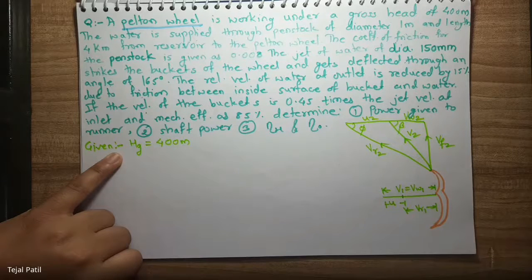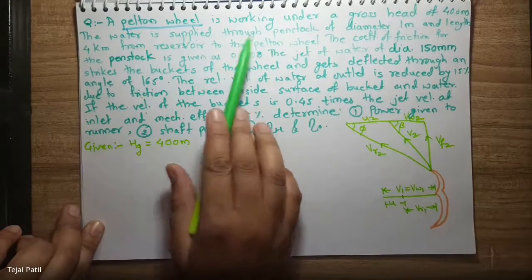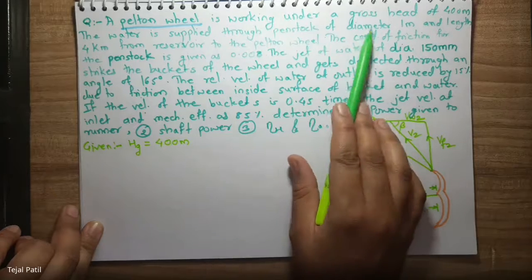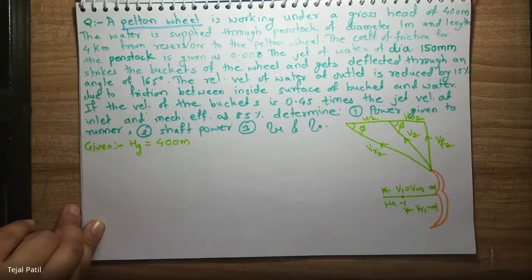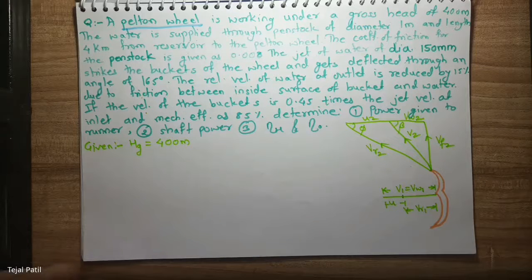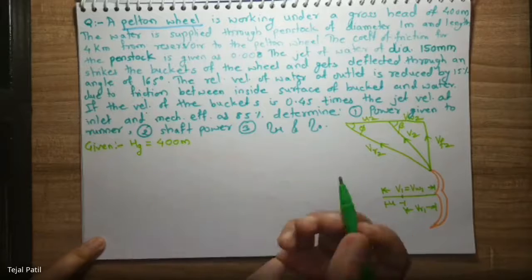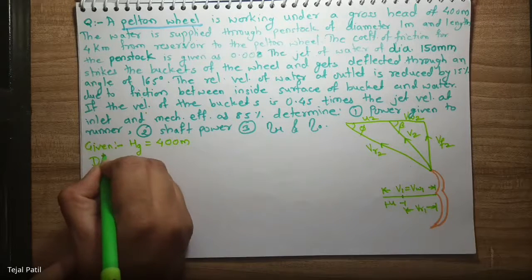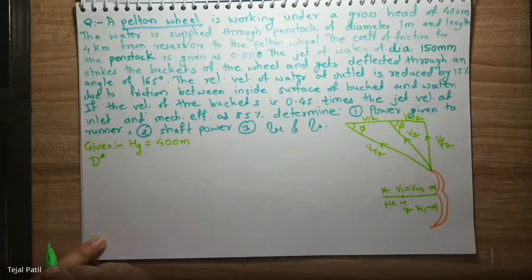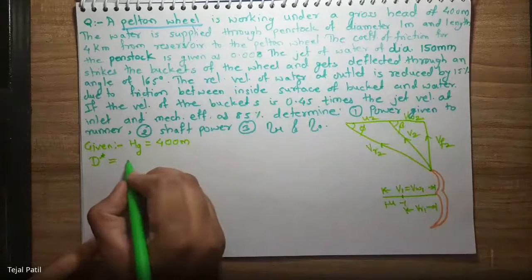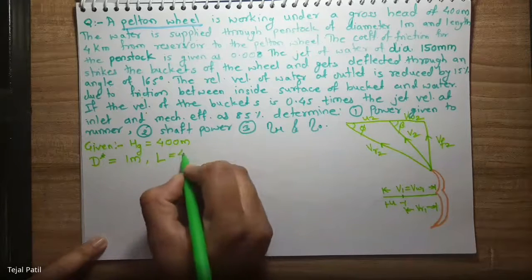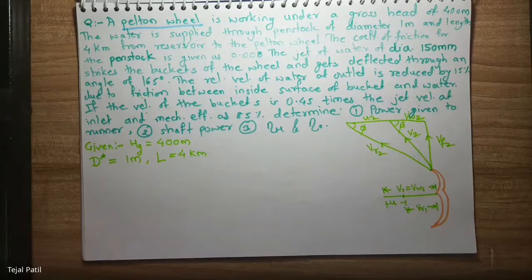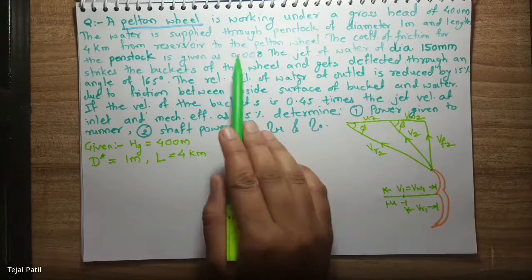Okay. Next thing is the water is supplied through the penstock of diameter 1 meter and length of 4 kilometer. So here, the dimensions of the penstock are given to you. Penstock is having a diameter of 1 meter. Let's denote it by D star, because D we normally use for the wheel diameter, right? So D star is given as 1 meter, and the length of the pipe is given as 4 kilometer. It's very large as well as long, from the reservoir to the Pelton wheel.